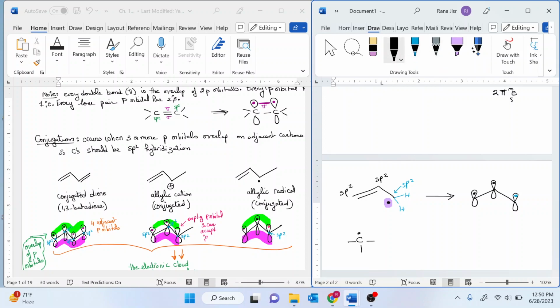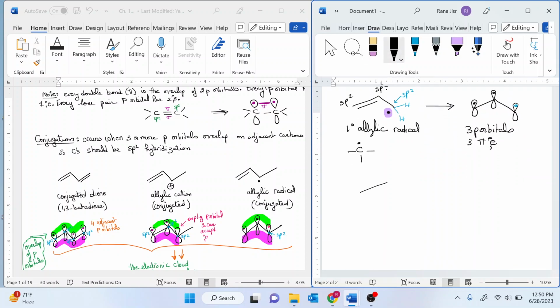So in my system over here for the allylic, this is a primary allylic radical. It has 3 p orbitals, and it has 3 pi electrons, meaning that in each p orbital there is an electron.